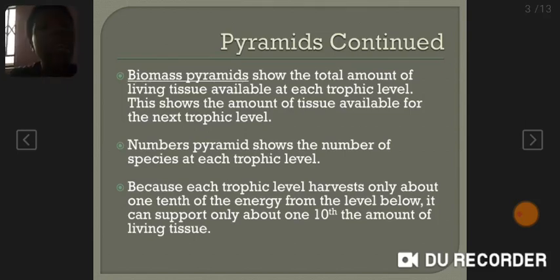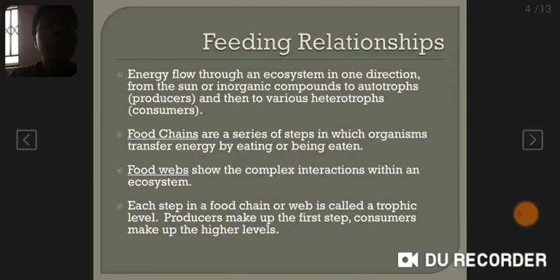Let's read the last pointer. Because each trophic level harvests only about 1/10 of the energy from the level below, it can support only about 1/10 the amount of living tissue. You'll get to understand as we proceed.